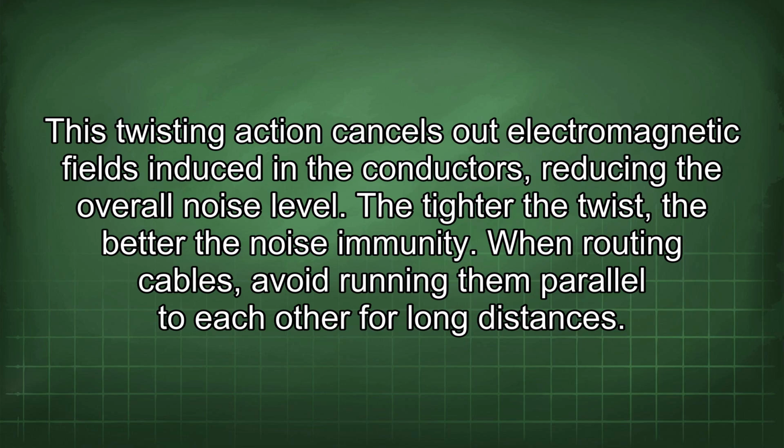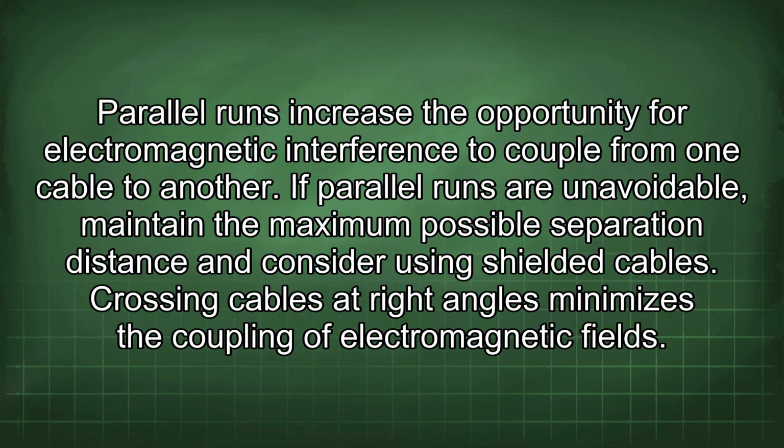When routing cables, avoid running them parallel to each other for long distances. Parallel runs increase the opportunity for electromagnetic interference to couple from one cable to another. If parallel runs are unavoidable, maintain the maximum possible separation distance and consider using shielded cables. Crossing cables at right angles minimizes the coupling of electromagnetic fields.